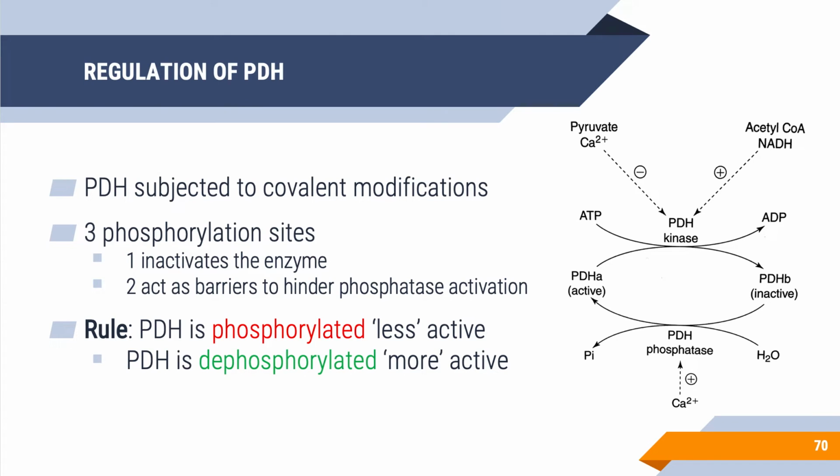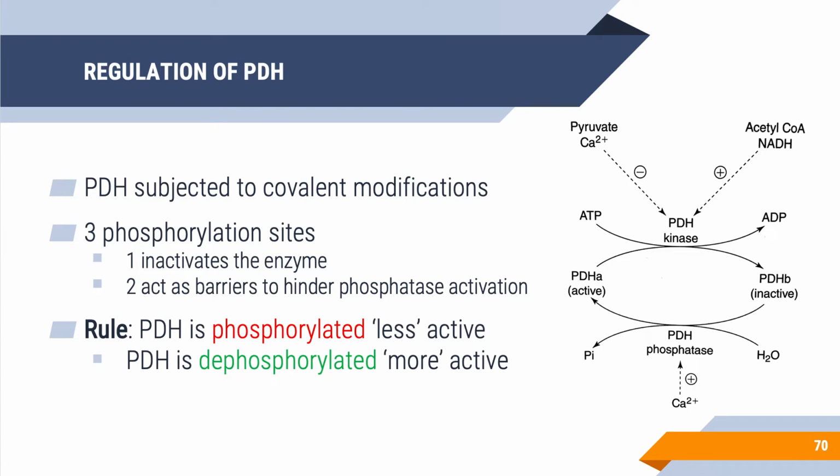When we consider the regulation of PDH, we have to think about the fact that PDH is again subject to those covalent modifications. So it has 3 phosphorylation sites, 1 inactivates the enzyme, and 2 act as barriers to hinder the activation of the phosphatase side of things. So the rule of thumb is that PDH phosphorylated is less active. Meaning that when it's phosphorylated, it's turned into its less active form, and this occurs through something called pyruvate dehydrogenase kinase. On the other side of the equation, PDH dephosphorylated is more active.